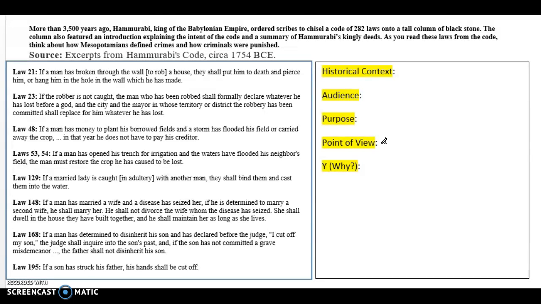Lastly, you want to look for why. Why does this matter? Why did we keep this? Why does this relate to any kind of prompt you might be looking at? And so today, as we look at Hammurabi's Code, we're going to start with historical context.